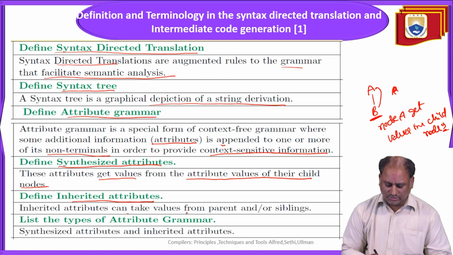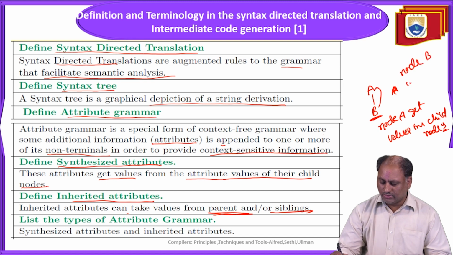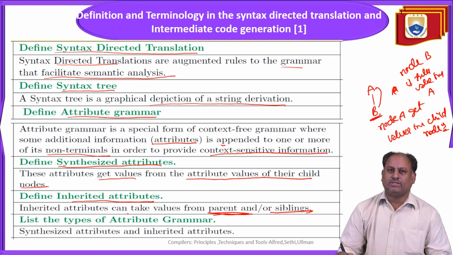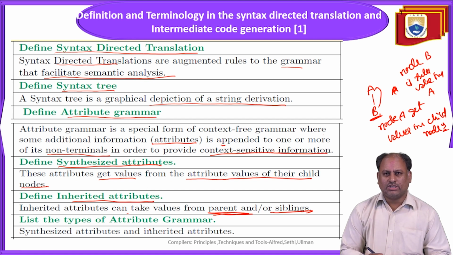Now inherited attributes take values from parents or siblings. That means the opposite: node B takes values from A, so child nodes take values from A. This is called an inherited attribute. In synthesized attributes, parent nodes take values from child nodes. In inherited, child nodes take values from the parent node, that is, from the upper nodes.